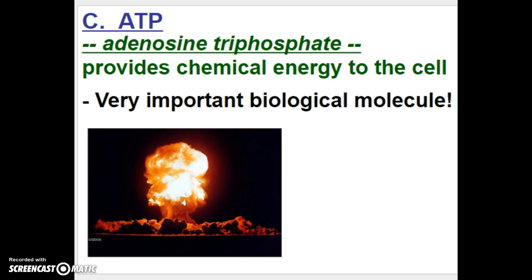The energy currency of the cell is a molecule that's called adenosine triphosphate, or ATP for short. You will have to know what ATP stands for. It is a very important biological molecule. Without ATP, life would not be able to exist because there would be no way that cells could get the energy from either the process of sunlight, chemicals, or consuming things.